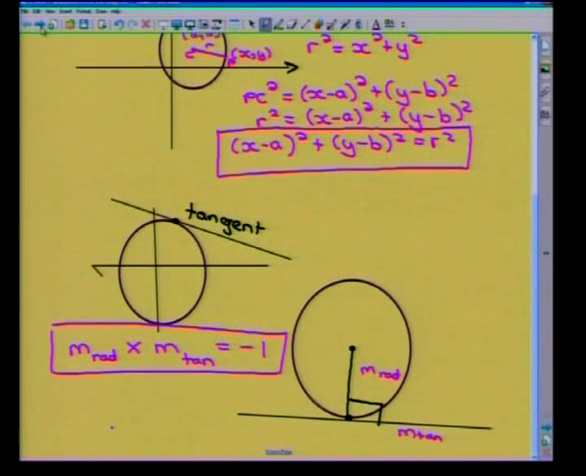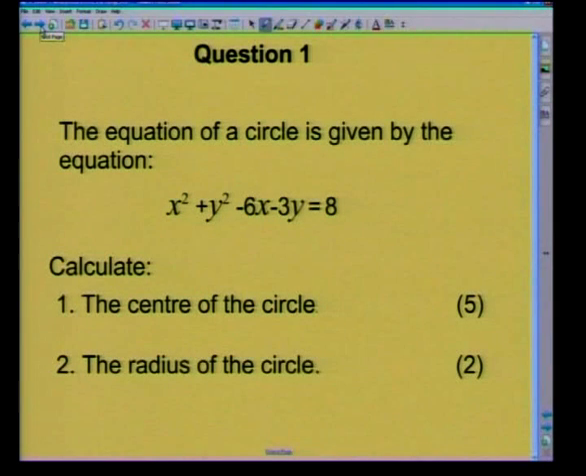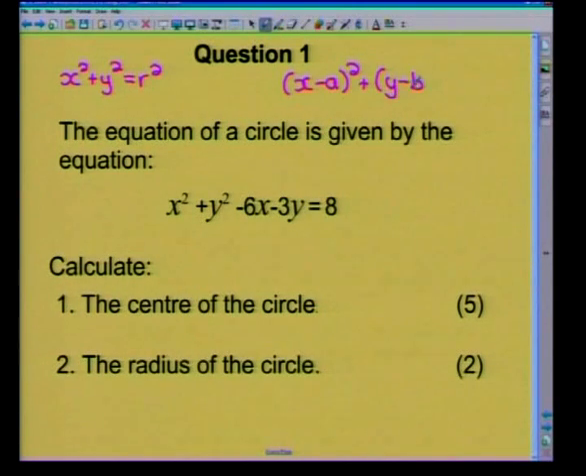Right, let's have a look at some examples and see how they are going to use these formulas. The first question says the equation of a circle is given by the equation x squared plus y squared minus 6x minus 3y equals 8. Now at this stage you're thinking, hang on a moment, that doesn't look like either of my formulas. Remembering that the one formula read x squared plus y squared is r squared, and the other one reads x minus a all squared plus y minus b all squared equals r squared.